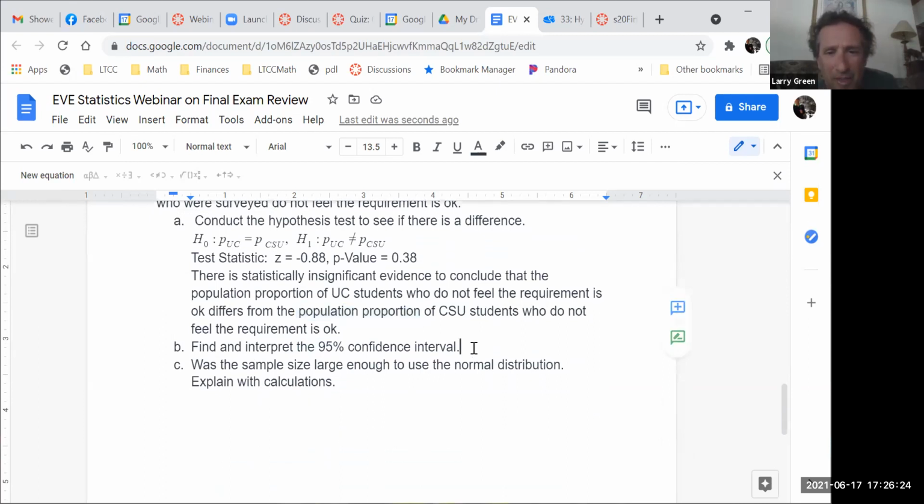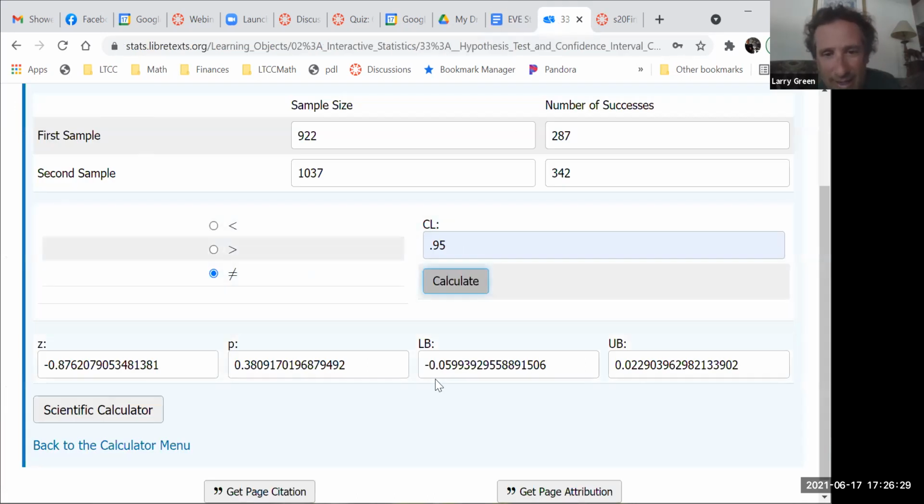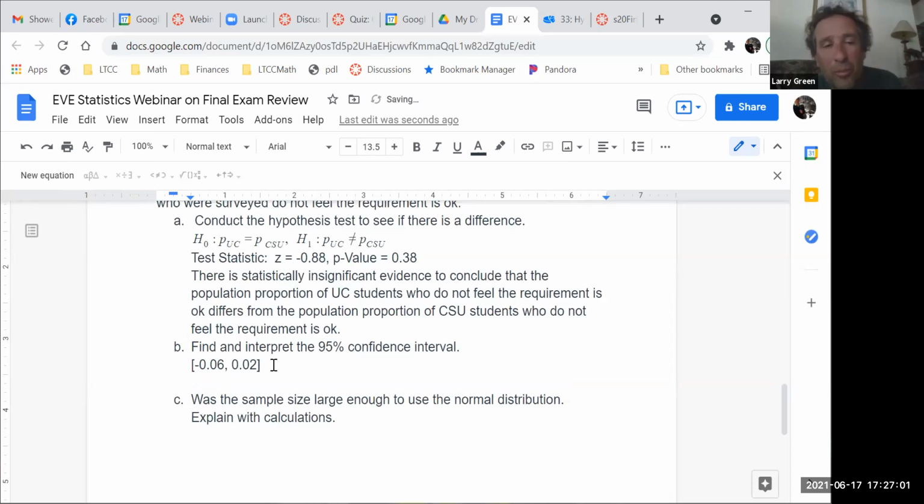Okay, then find and interpret the 95% confidence interval. Well, we found it. That was easy. I'm going to go 2 decimals, which is probably about right, because I think percents work well for this. It's negative 0.06 and 0.02. There, so that was our confidence interval. Now we need to interpret it.